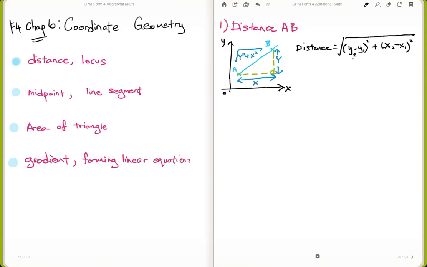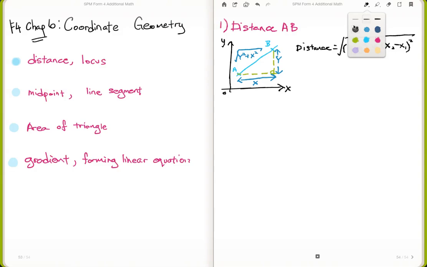Now why is it y2 first? It's up to you. You may choose y1 first. If you start with y1, make sure you end with x1. Since I start with y2, I'm going to use x2. You never use y2 here and then x1 here. That's wrong, you wouldn't get the answer. So that's basically what you learn in the first part, distance.